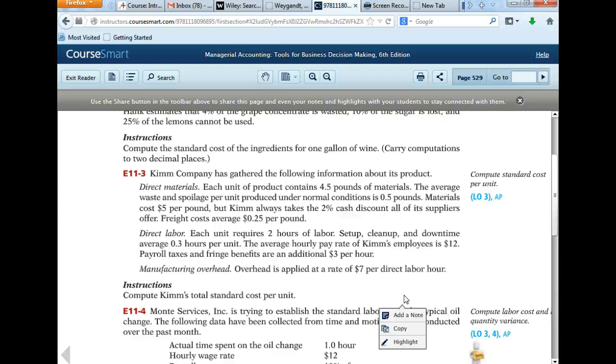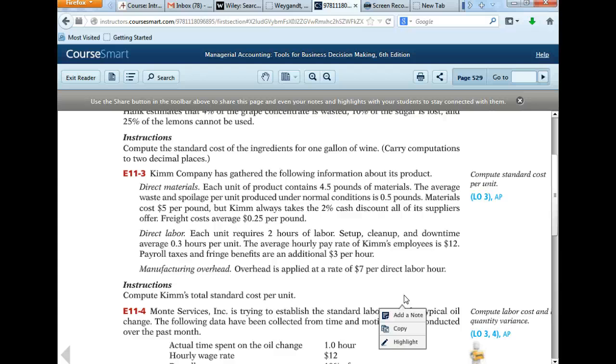Now, direct labor, we've got 2 hours of labor. The setup, cleanup, and downtime is 0.3 hours. The average hourly pay rate is $12. Payroll and fringes are $3 more. And then we apply manufacturing overhead at a rate of $7 per direct labor hour. So we've got to come up with our standard cost here.